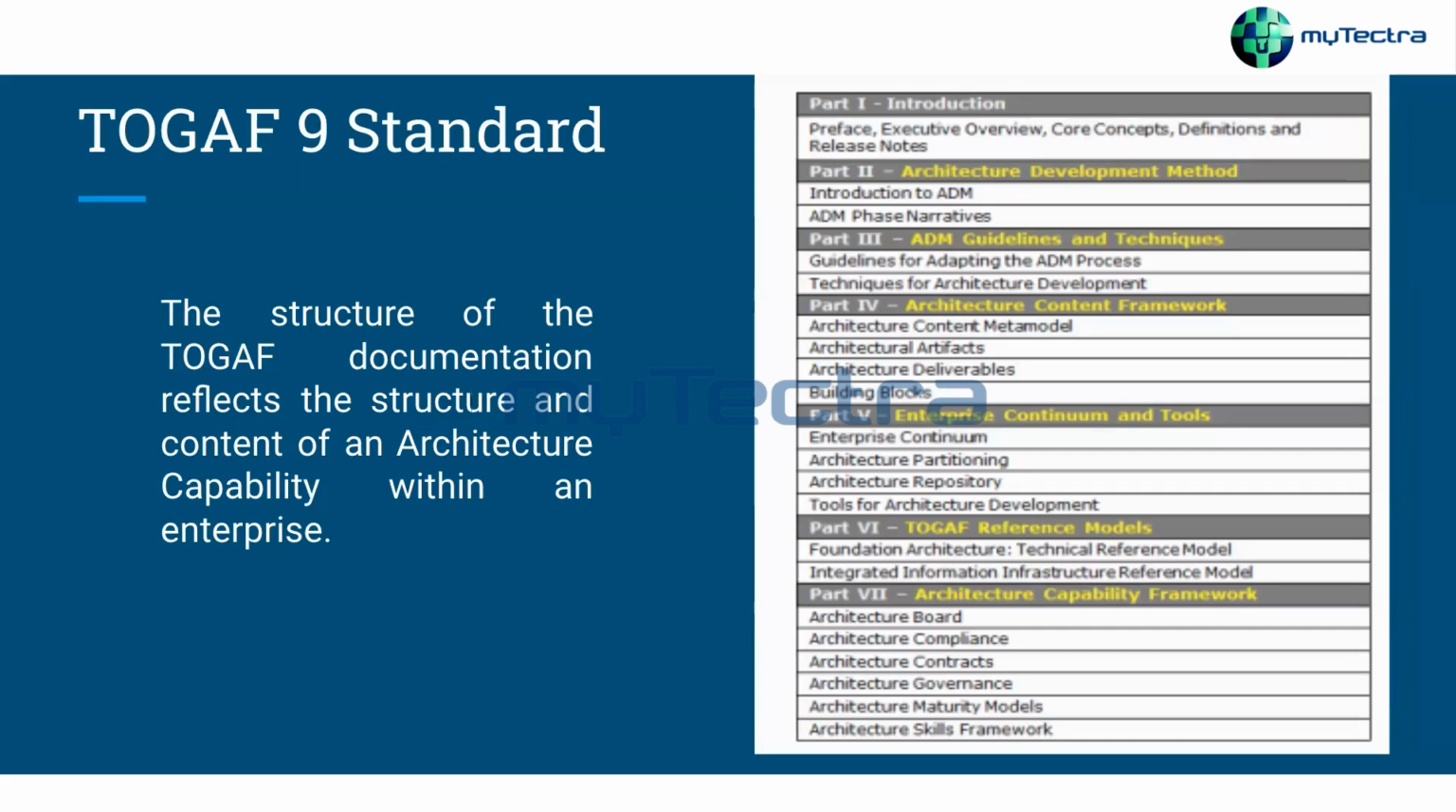Reference models, I said already. It is a foundation architecture, and you also have something called the integrated information infrastructure reference model. These both actually provide a combined reference model. We will see this at a later point when we are discussing in depth. And architecture capability discusses the organization, process, skills, roles, and responsibilities required, all those things to operate this architecture function itself.